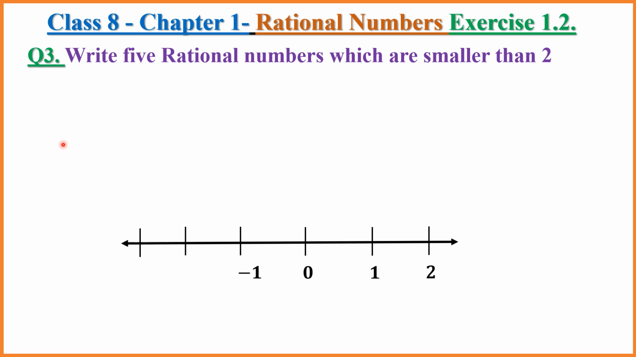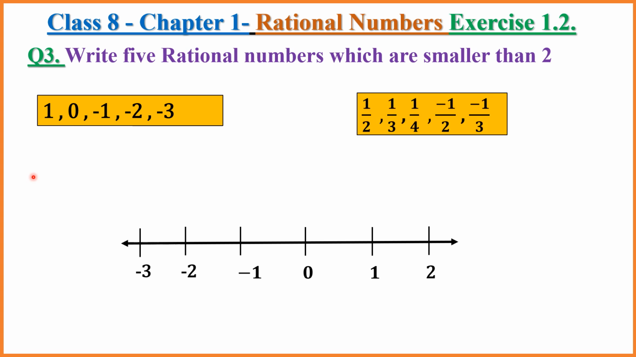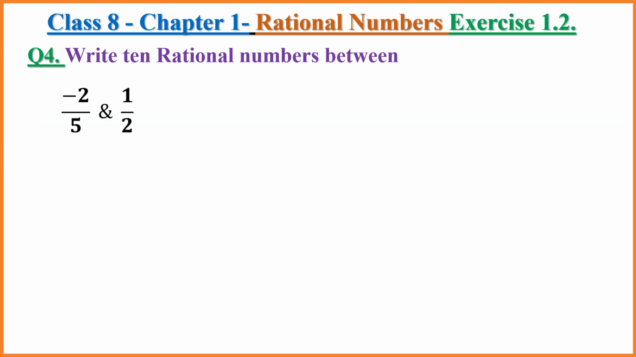This is 1, 0, minus 1, minus 2, minus 3 and so on. So, you can write any 5 numbers as you wish. It can be 1, 0, minus 1, minus 2, minus 3 or 1 by 2, 1 by 3, 1 by 4, minus 1 by 2, minus 1 by 3. Anything you can write. Our next question is question number 4.